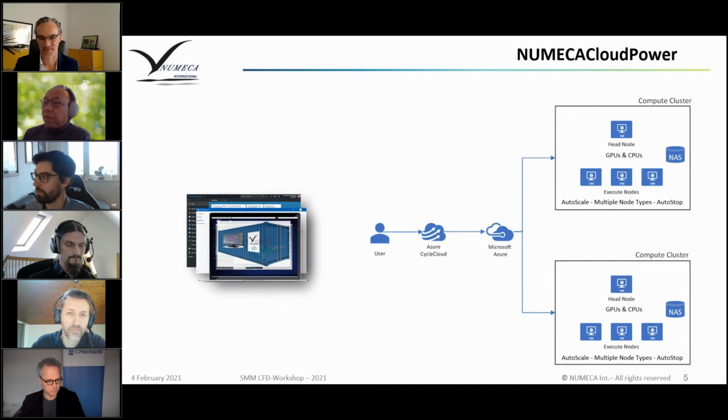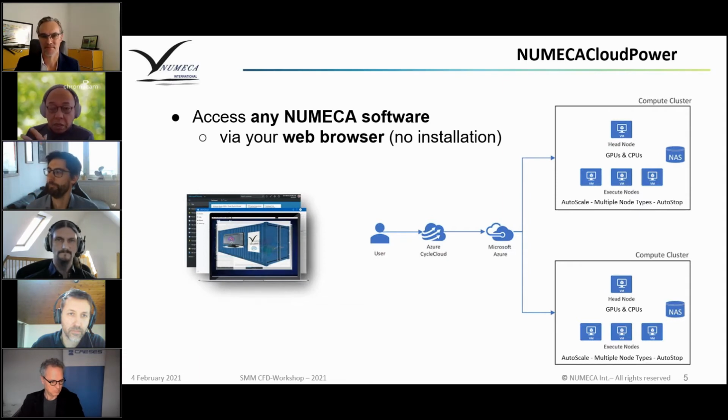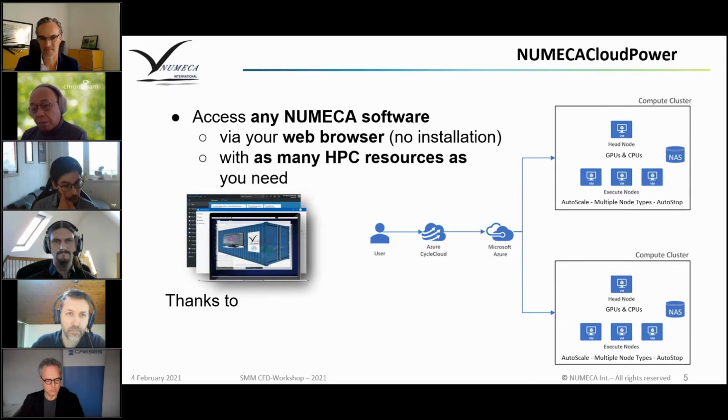But we have this NUMECACloudPower, and in NUMECACloudPower, you will have access to any NUMECA software. You will have it via just your web browser, no installation. This is on the cloud, with unlimited core numbers and unlimited seats of software. You can have multiple machines, and this is what we call auto scale. You can scale up, scale down. You can stop your machine, you can start your machine, and you pay only when you use the machine.